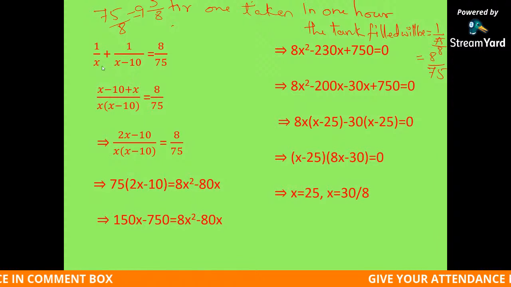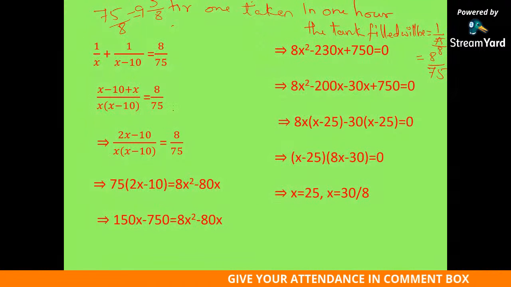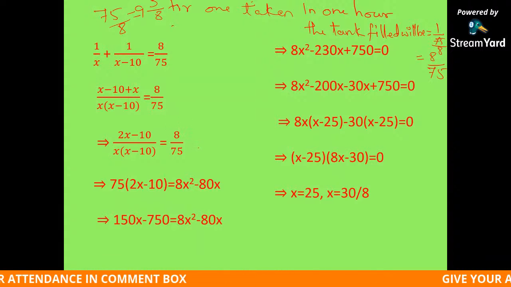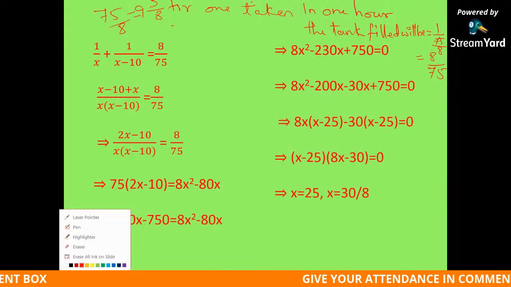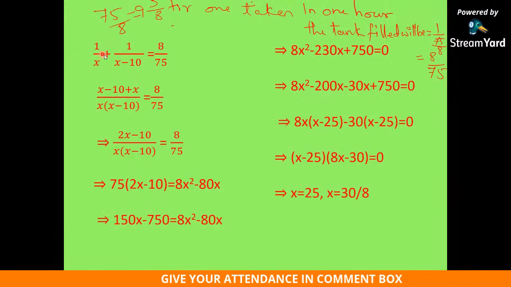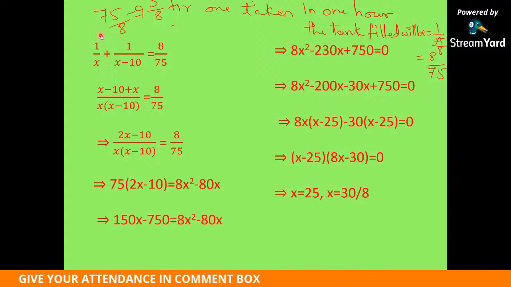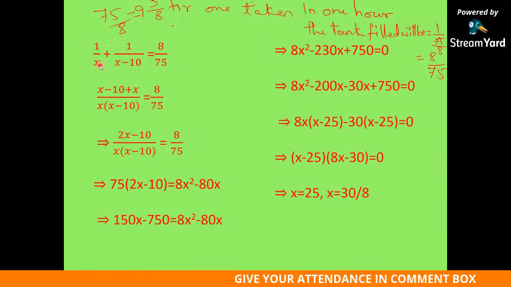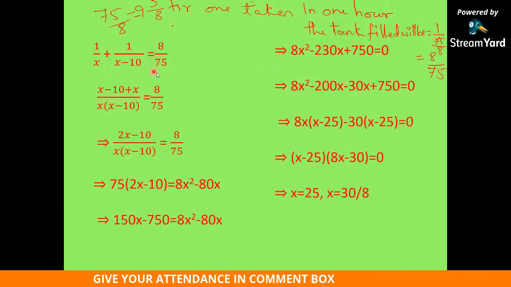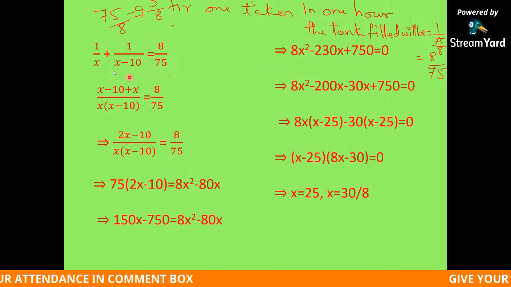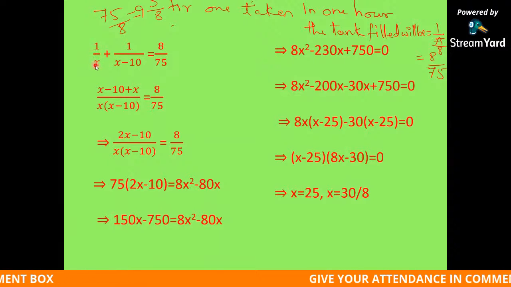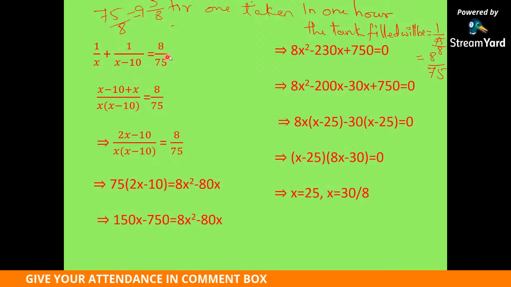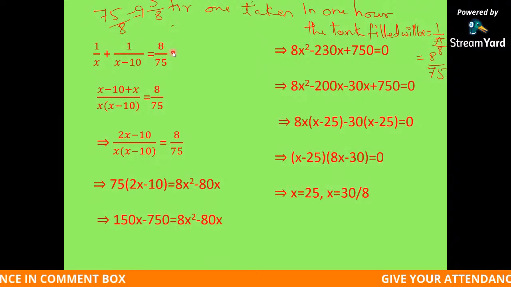Then, if one pipe fills the tank... See here, now our equation will be: this is the part of the tank filled by one pipe and this is the part of the tank filled by another pipe. When both are operating together, this will be the part of the tank filled in 1 hour. The part filled in 1 hour by the smaller pipe plus the part filled by the larger pipe in 1 hour will give you the total tank filled in 1 hour.